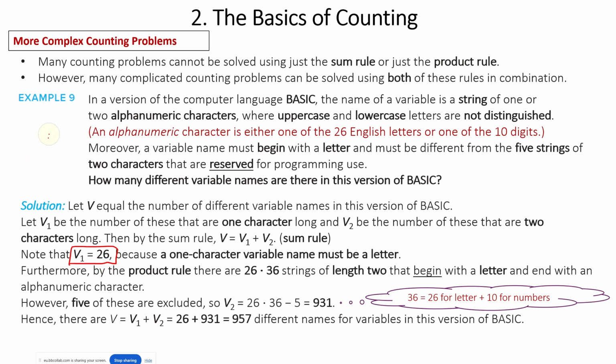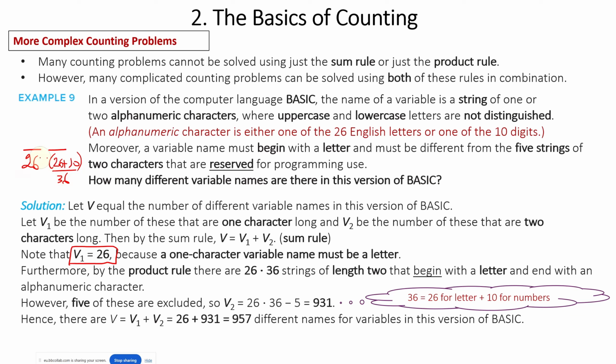Now v2 has two things. The first one has to be a letter, so it cannot be a number. So how many possibilities? 26, because it has to be a letter. What about the second one? It can be a letter or a number. So that means a letter is 26, plus 10 numbers from 0 to 9. That means this is going to be 36. So the first one is 26, the second 36.